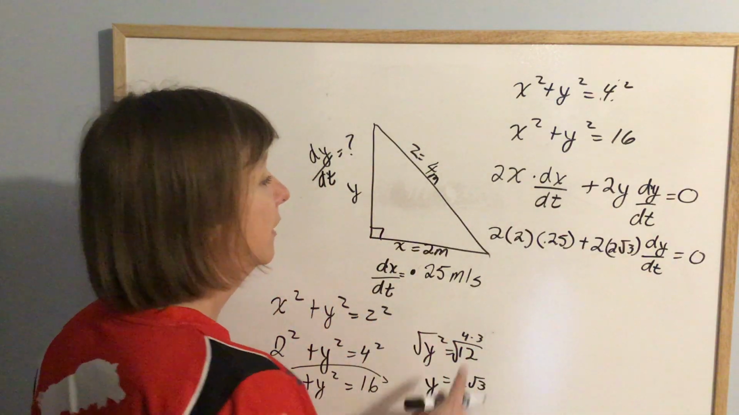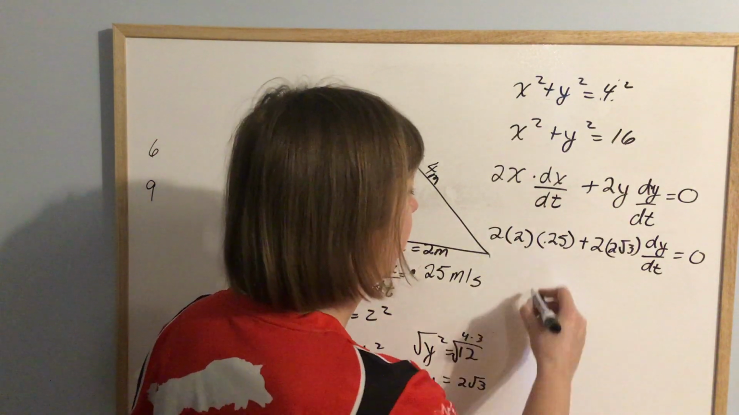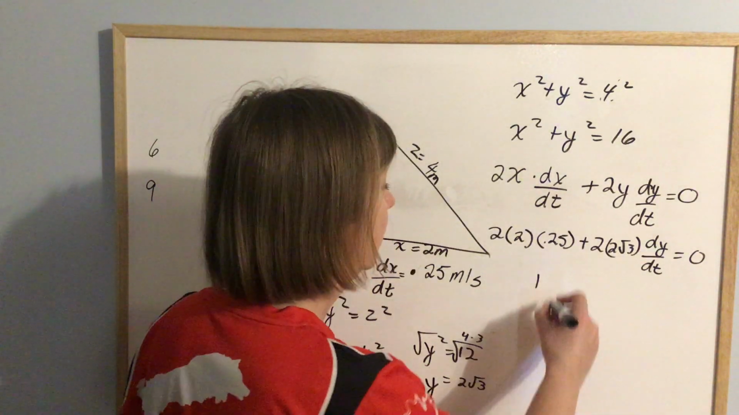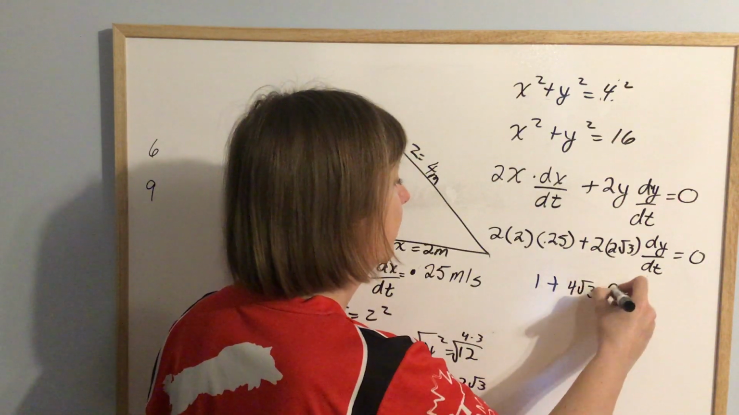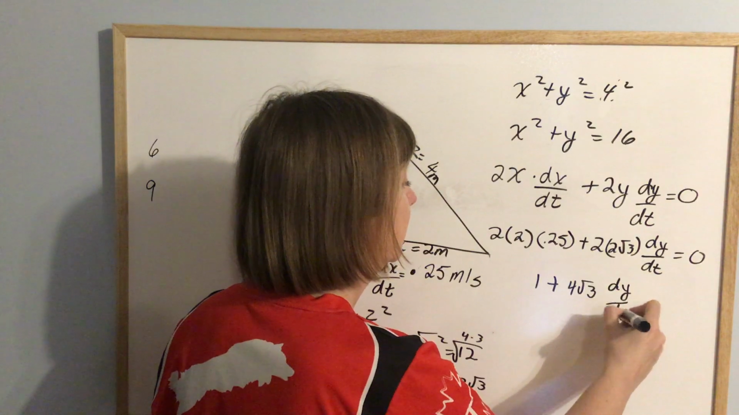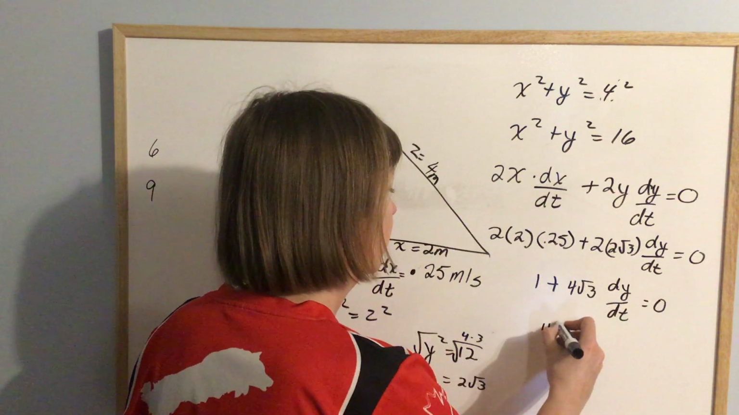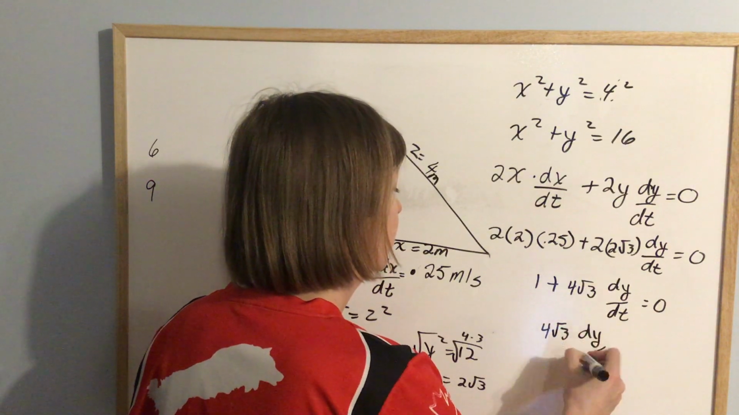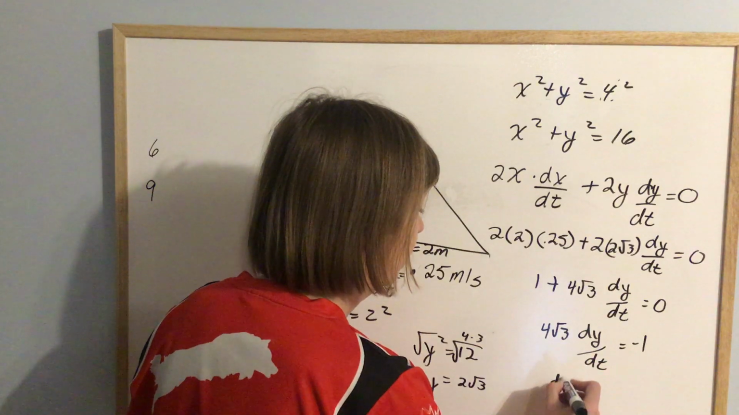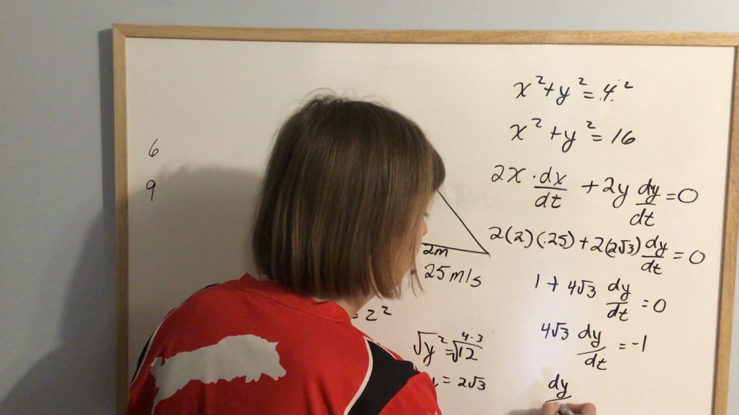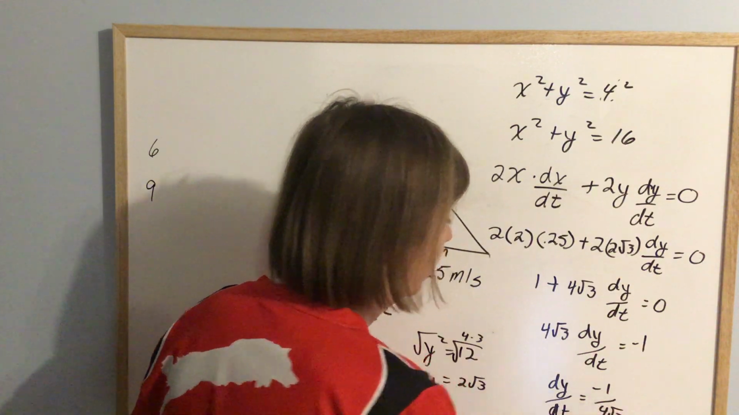I'm not sure yet. So here I have 2 times 2, which is 4, times 0.25, which I believe should be 1, plus 2 times 2 root 3 would be 4 root 3 dy over dt equals 0. So 4 root 3 dy over dt would equal negative 1. So dy over dt would equal negative 1 divided by 4 root 3.